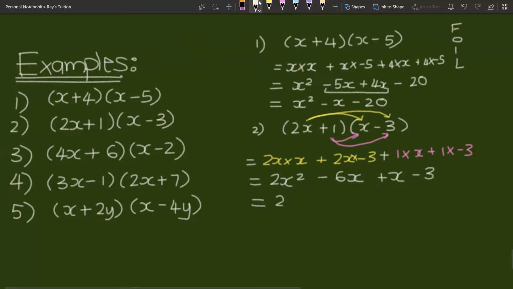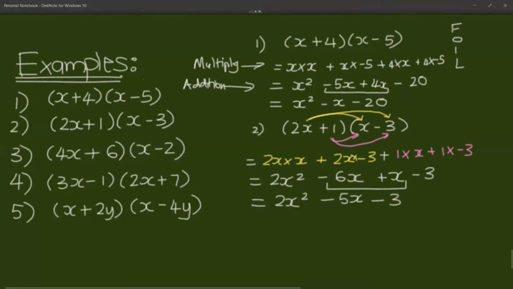So this here is 2x squared minus 5x, because minus 6x and x are like terms, and they give us minus 5x, minus 3. Now, please always remember the first step is multiplication. So when we're doing the FOIL or distributing, that's when we're multiplying. But then the last step before our simplifying is addition or subtraction. So just pay careful attention, because sometimes some students get confused between those two steps.